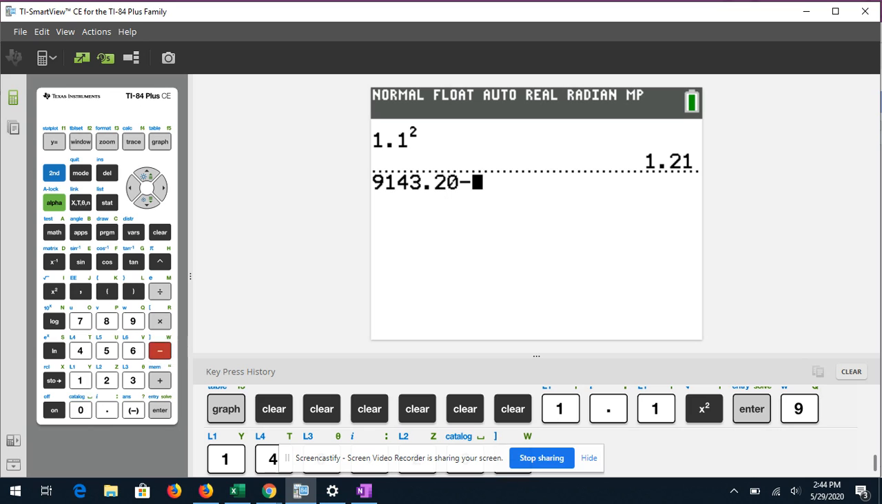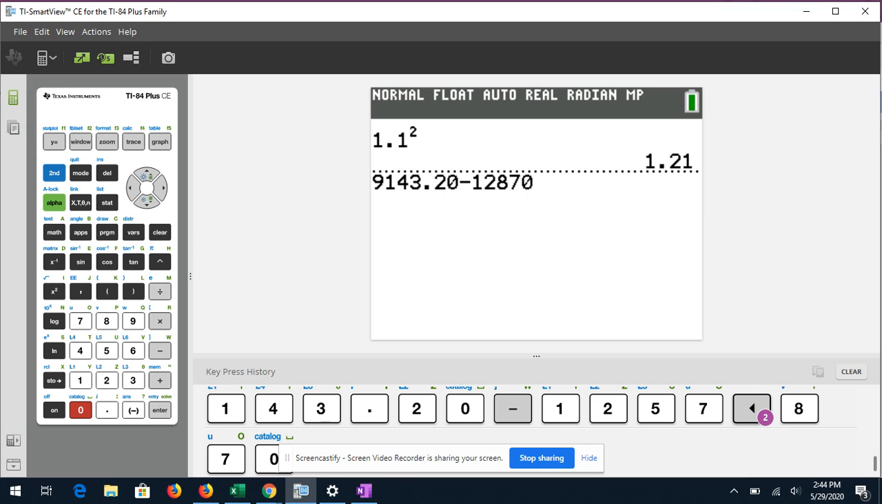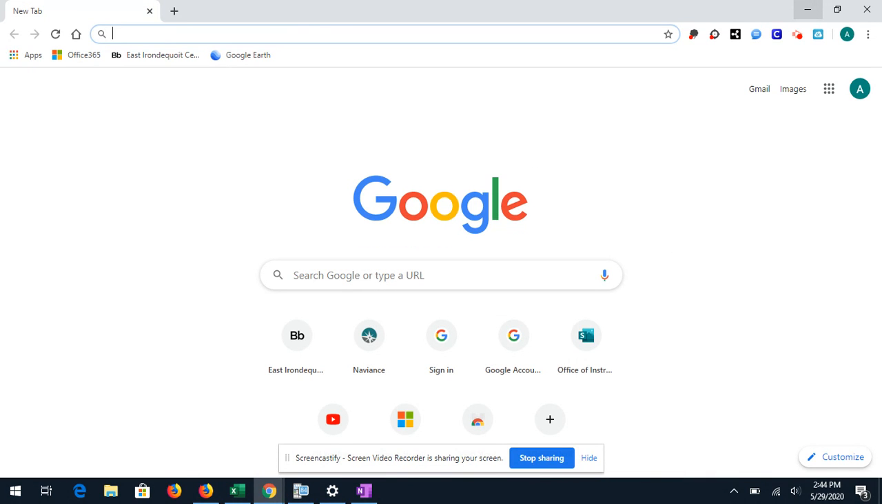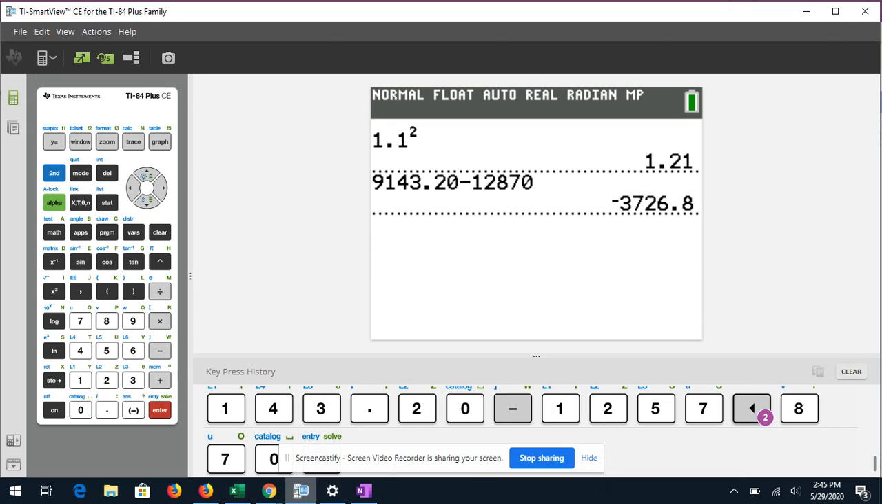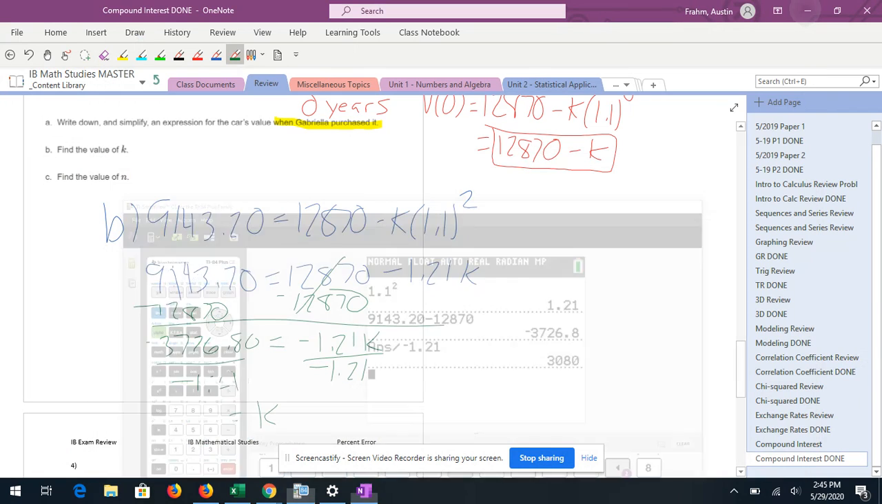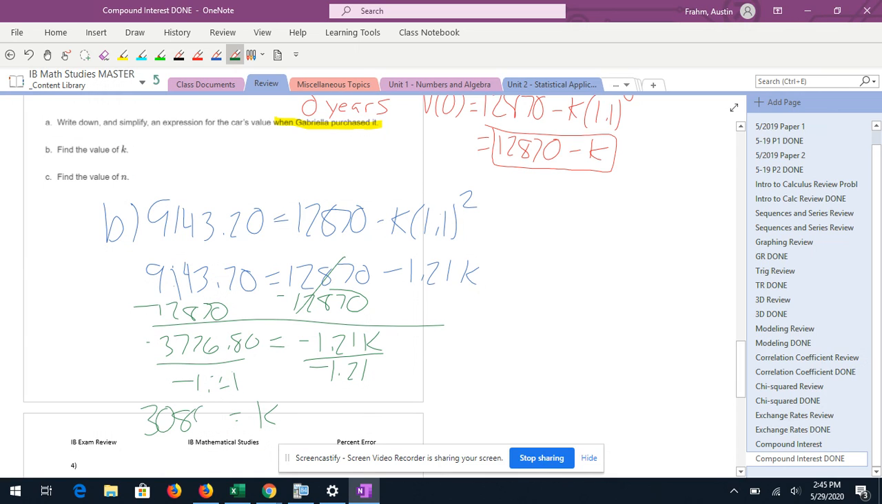We get negative 3,726.80, and that equals negative 1.21k. So now we just divide both sides by negative 1.21 to get k by itself. And it's positive 3,080. So the constant k is equal to 3,080.